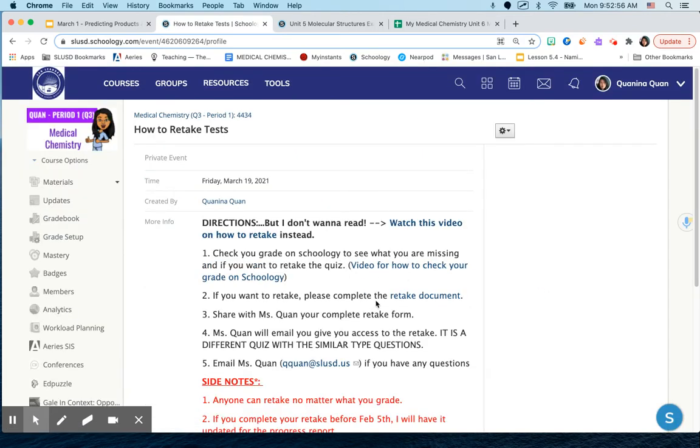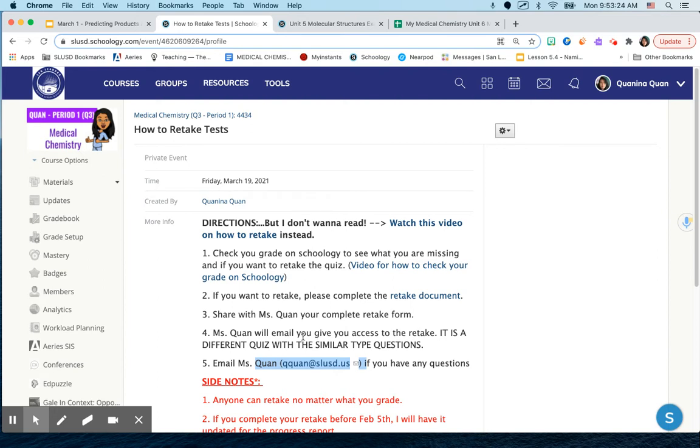right, show me that you watched those videos or read over that information in step number 2 by completing the retake documents. And then you're going to share that retake document with me and email it to me, right? And once you email your retake document with me with how to solve the problems correctly, I'm going to give you access to the retake.